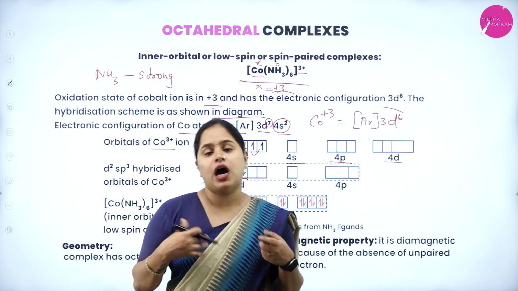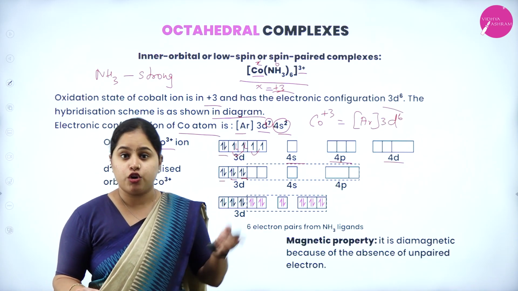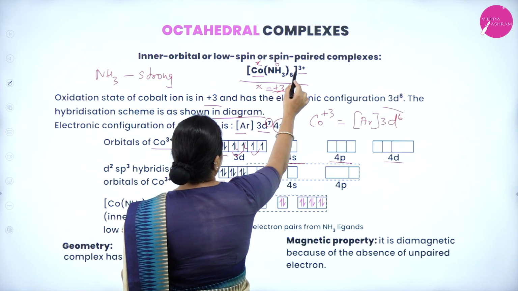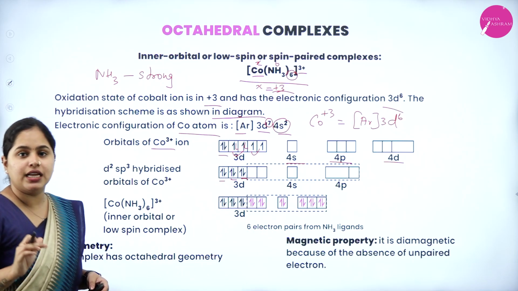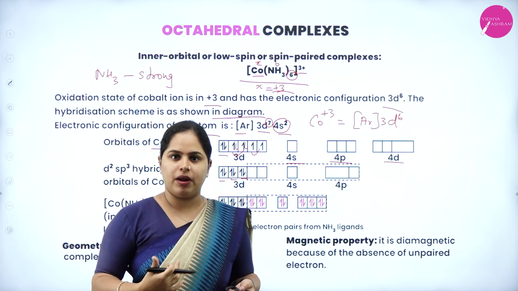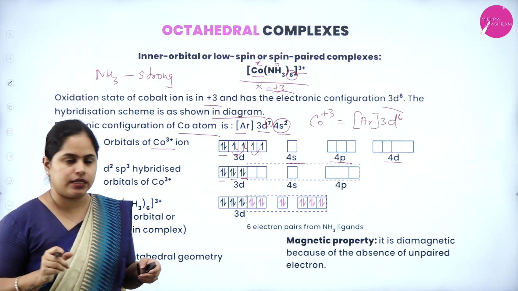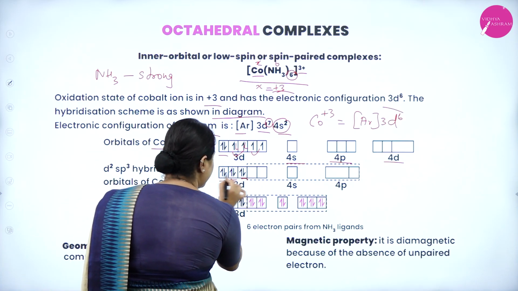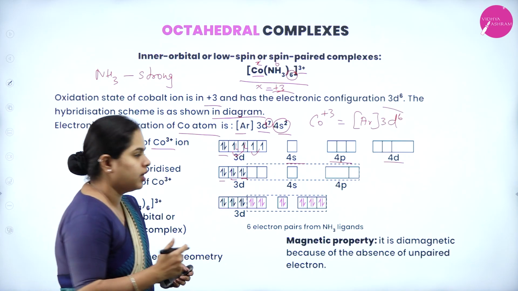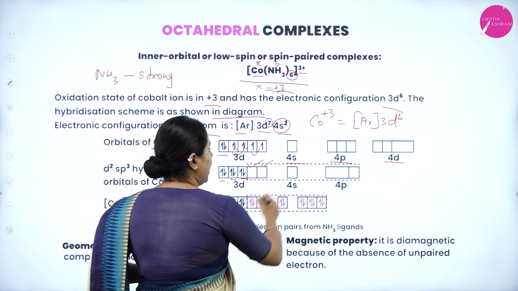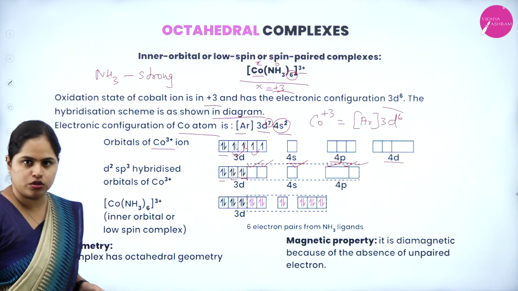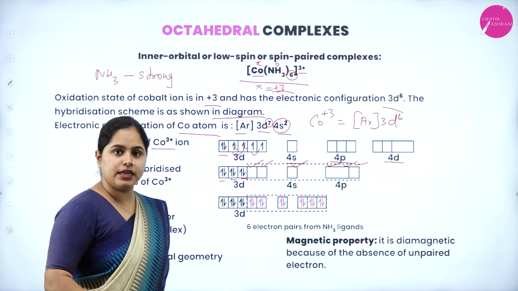So now, how many free orbitals are required to form this particular compound? As you can see here, it is Co(NH3)6, right? There are 6 ligands present, and the 6 ligands should form a bond with the central metal atom. So we need 6 free orbitals. Which are those? You can see here, already this is being paired, and these 2 d orbitals are free for us. So we take these 2 d orbitals and this 1 s, and we can take the 3 p orbitals also.